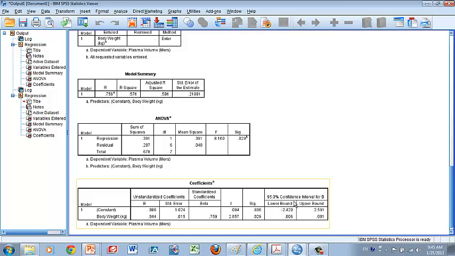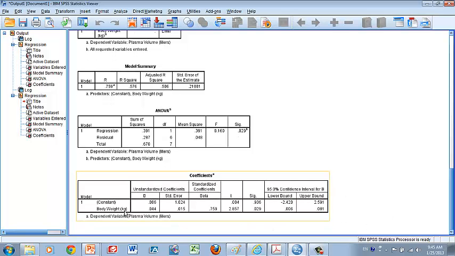The first thing we probably want to check is this box, because we are interested in the association between body weight and plasma volume, which is shown as this beta coefficient. This 0.044 provides a slope. What does it mean? There is a 0.044 liter increase in plasma volume for a body weight increase of 1 kilogram. And that is statistically significantly different from 0. The p-value is less than 0.05.